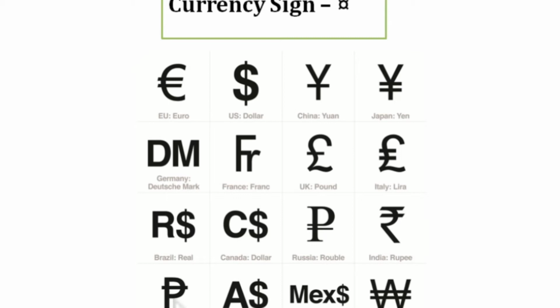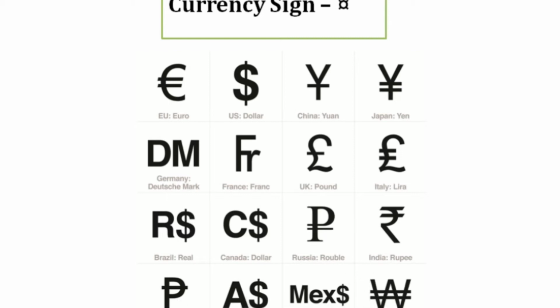Here where I am pointing the mouse cursor, it is the currency of Spain, and this currency is known as peseta. It spells P-E-S-E-T-A, peseta.